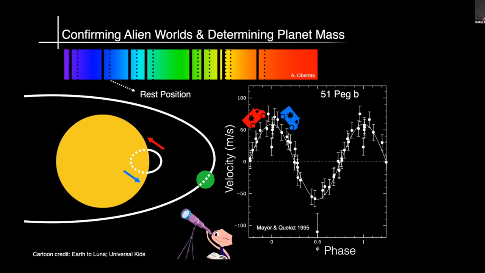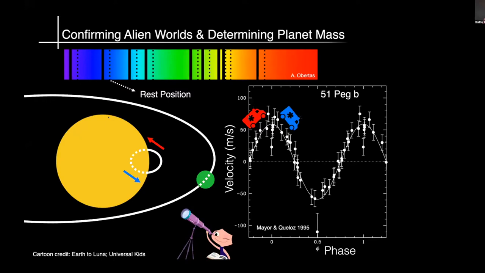The reason why we measure the starlight in particular and infer the presence of the planet is because the star completely outshines the planet. So almost everything we know about planets outside of our solar system comes from the stars themselves, the host stars.